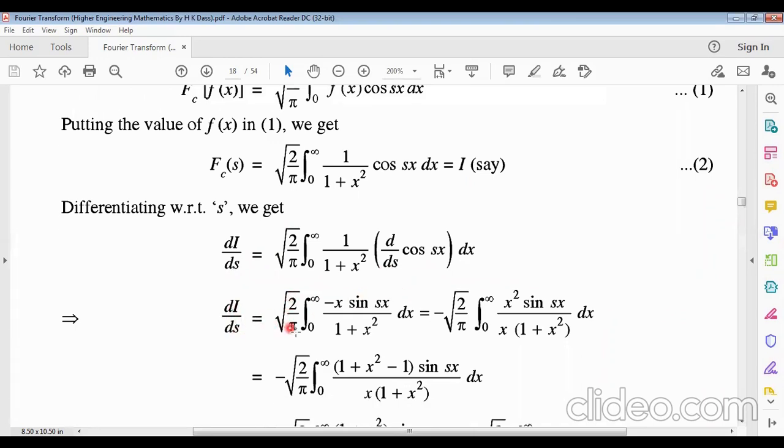So dI by ds equals root over 2 by pi, integral 0 to infinity, where this function will exist. Now, the differentiation of cos is minus sine, but we have to multiply with the coefficient of s, which is x. So after differentiation of cos sx with respect to s, we get minus x sine sx divided by 1 plus x square dx. Now this minus comes before the integration, root over 2 by pi, 0 to infinity.